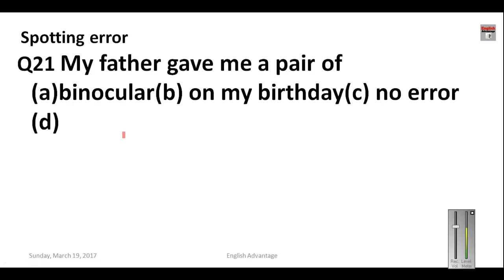Question number 21st. My father gave me a pair of binocular on my birthday. Now what is the error in this sentence? As you may be knowing, these words like binoculars, like specs, like goggles, like pants, like jeans, all these words are used only in plural. Okay, so here in place of binocular you have to say binoculars, and your answer here will be B.